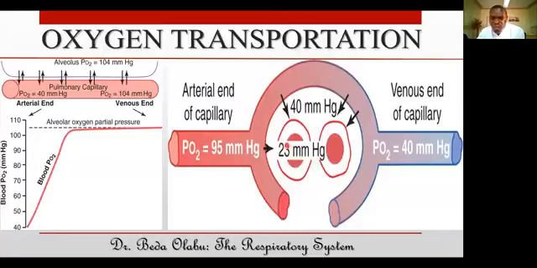within the cells, very low. How about in the interstitial tissue, about 40 millimeters of mercury, compared to inside the cells, which is about 23 millimeters of mercury. So now oxygen in the capillary will have to dissociate from the hemoglobin and enter into the tissues, because now we have lower concentration of oxygen in the tissues compared to in the bloodstream.